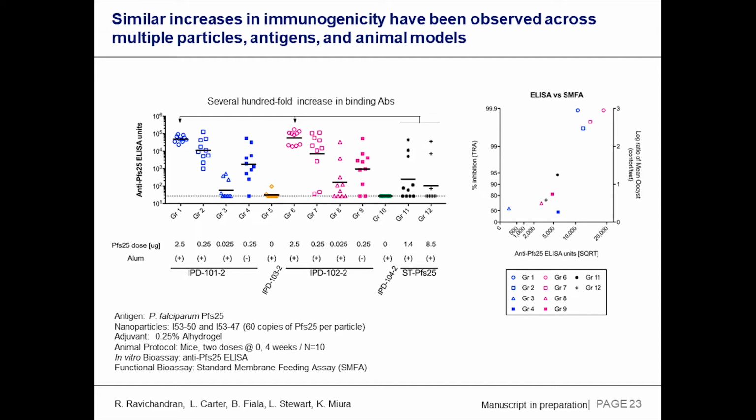We've demonstrated this in multiple different systems now. This is data from a transmission blocking antigen for malaria, PFS25, which as a monomer is extremely poorly immunogenic. Most of the animals don't even respond to the antigen. When you put it on 2 different particles, you get several hundredfold increases in binding antibodies. These are mirrored in functional antibody responses in a standard membrane feeding assay where we're getting complete blocking of transmission. And so we've seen this in large animals, non-human primates, cows, across a variety of antigens.